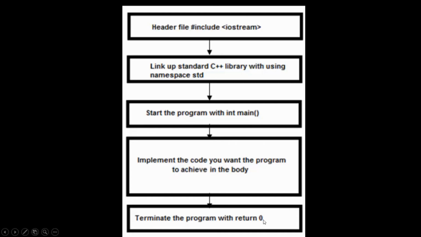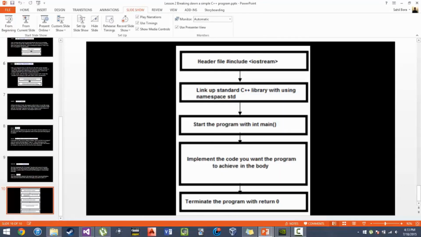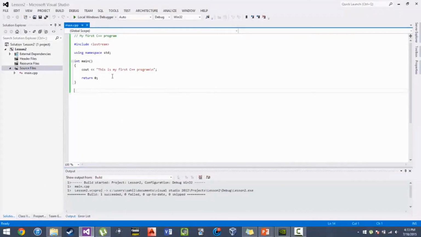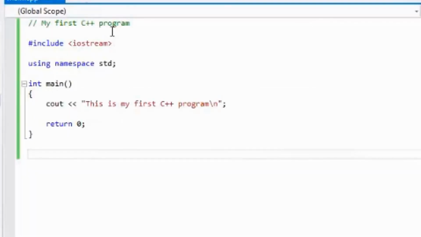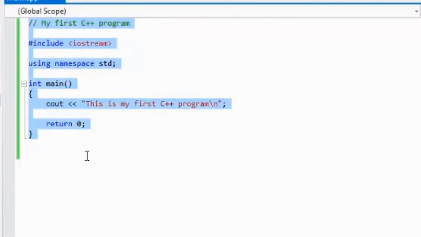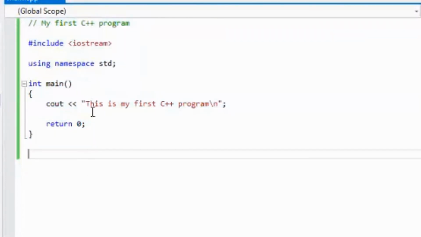I'll show you the code once again. So these lines, this is what we've done. This is what we were just talking about in the PowerPoint, what each of these lines does.